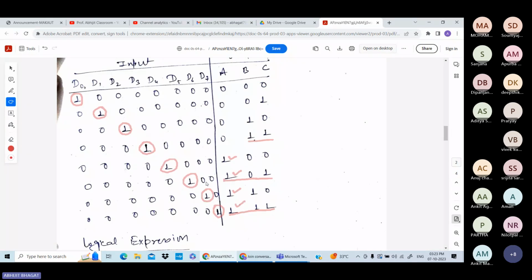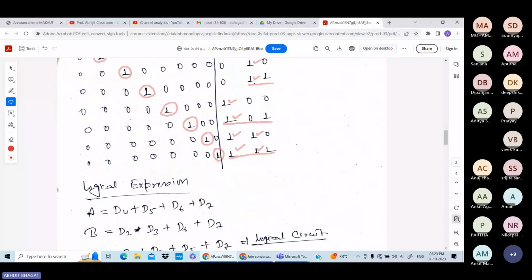Next for B, same, you can see here B is 1 at this position, means for D2, at this position means for D3, at this position means for D6, and at this position means for D7. So your B will be what? D2 plus D3 plus D6 plus D7. Wherever 1 is happening, that position, B will be D2 plus D3 plus D6 plus D7. Clear?